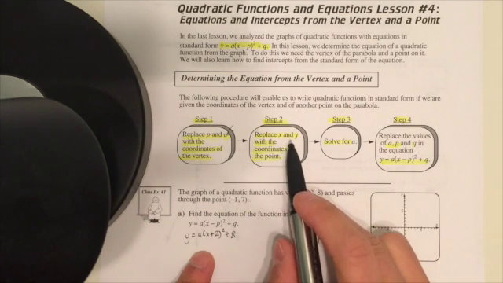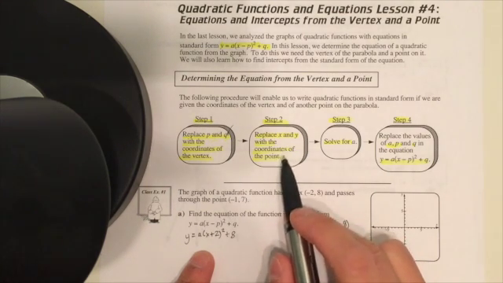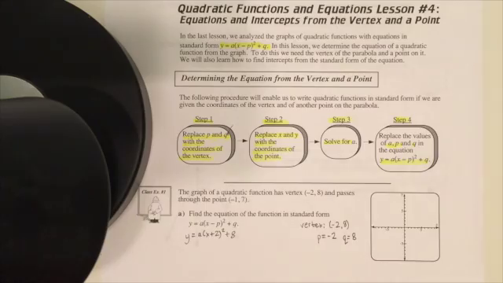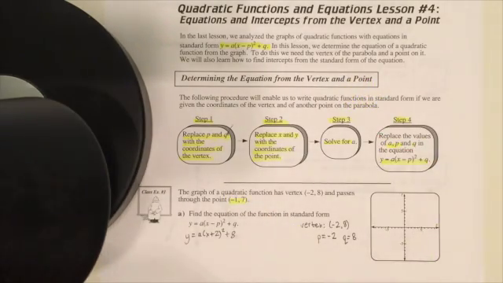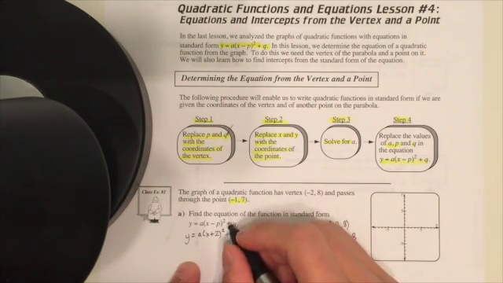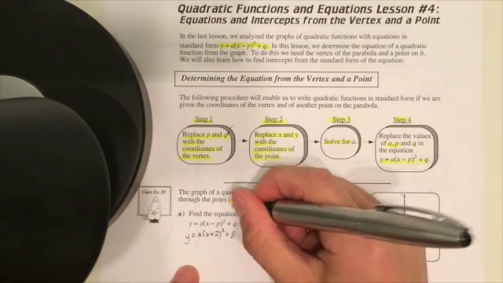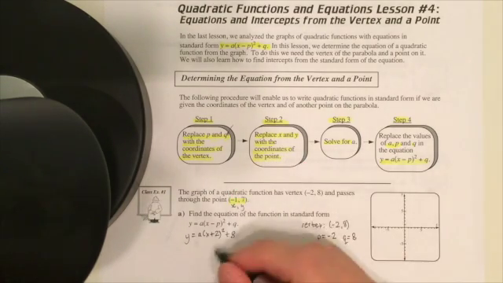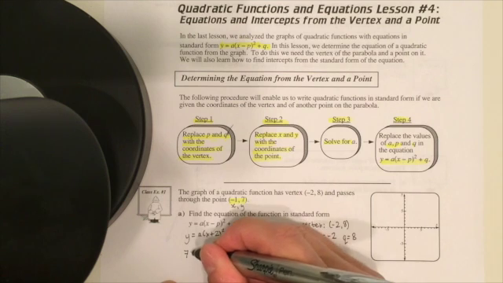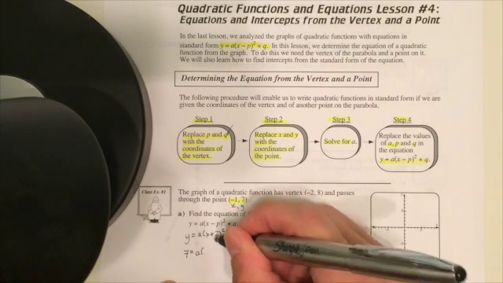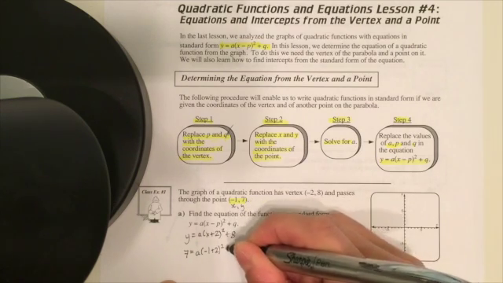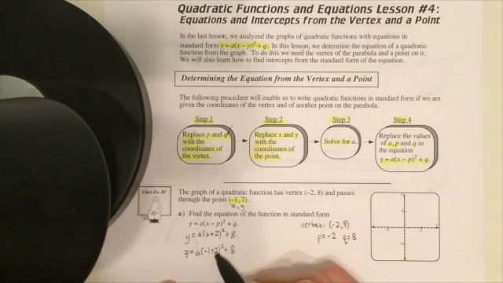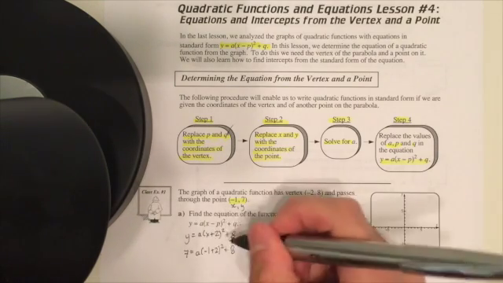So that's our first step: we replaced p and q with the coordinates of the vertex. Now we need to replace x and y with the coordinates of the point. The point we were given in this question was (-1, 7), so we replace x and y with this point. y is going to be 7, x is going to be -1, and then p and q were -2 and 8, so in this case it's going to be plus 2.